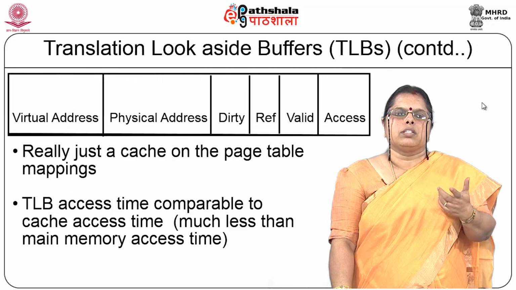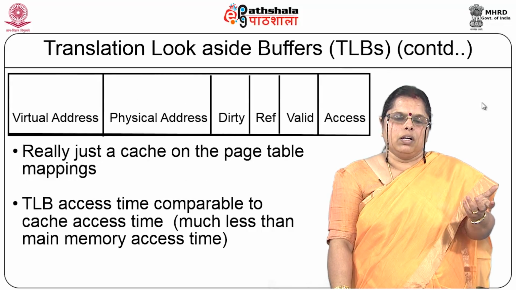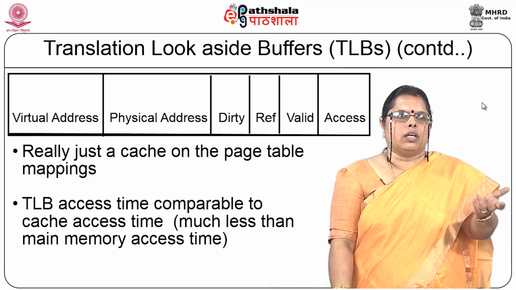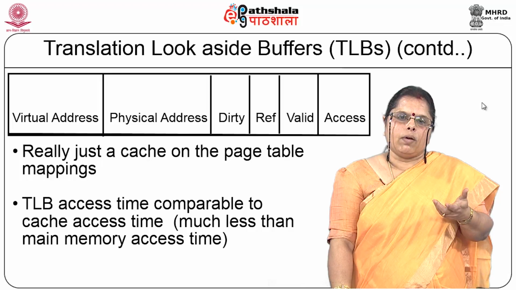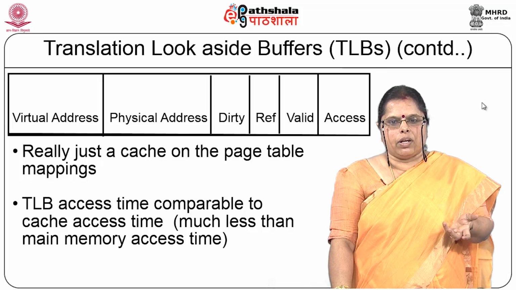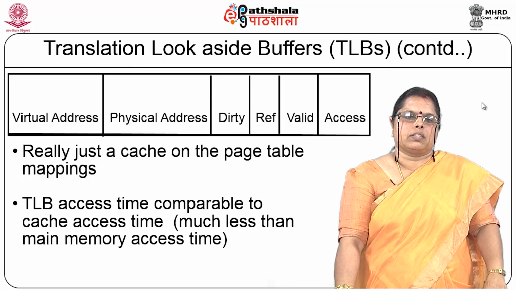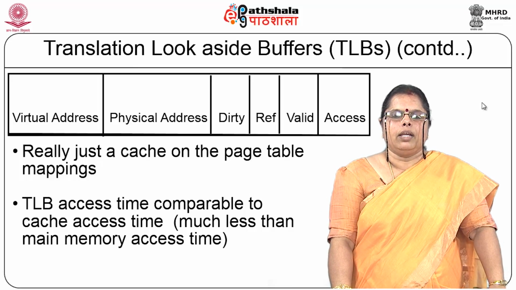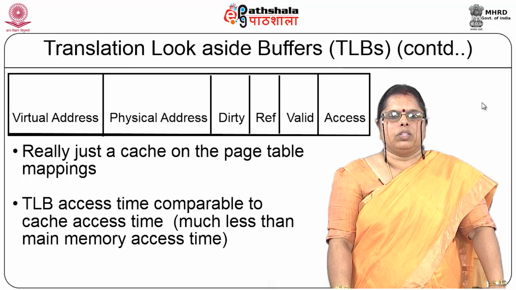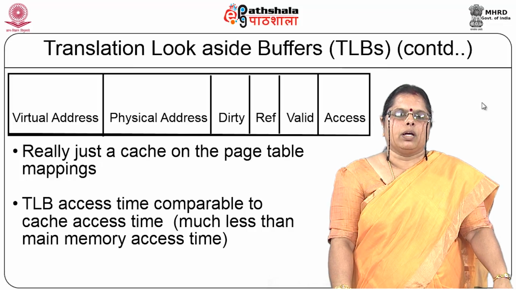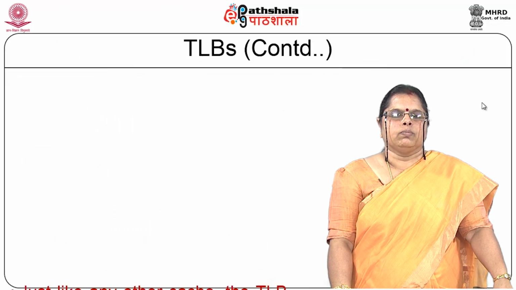The translation lookaside buffer's data structure is basically this. It gives you the virtual address and the corresponding physical address. You have a dirty bit indicating whether it was modified or not. You have a reference bit indicating the access pattern of the page you are talking about, whether it is a valid entry, and what access rights are associated with this particular page. TLB access time is very fast, normally comparable to the cache access time.